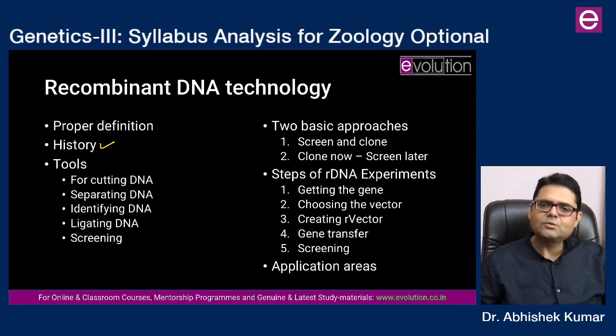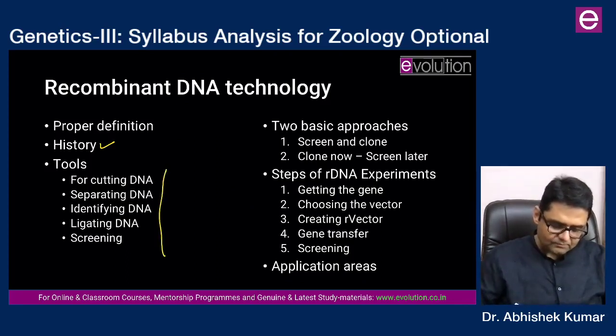So here you are going to discuss the contribution of Daniel Nathans and Hamilton Smith, who were essentially the discoverers of the molecular scissors of recombinant DNA technology, that is restriction endonucleases. Know all about the history. This is going to enrich the quality of your answer, especially when you are writing a general answer on this.